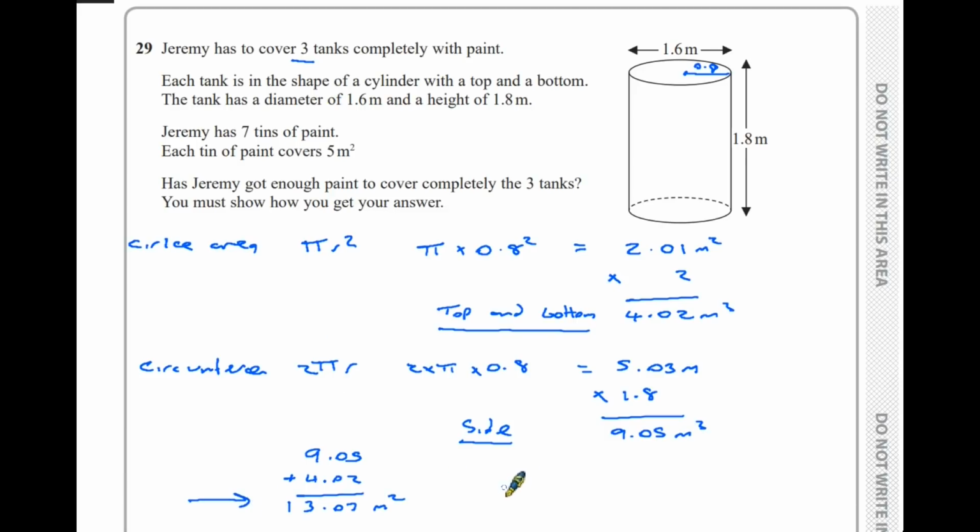Don't forget Jeremy has to cover 3, so we're now looking at 13.07 times 3, which gives us 39.21 meters squared. That is the area in total that we need to cover. Let's have a look at the amount of paint he's got. Well, he's got 7 tins, and each tin of paint covers 5 meters. So the paint is simply 7 times 5 is 35 meters squared. He needs enough for 39, so the answer is no, he does not have enough paint.